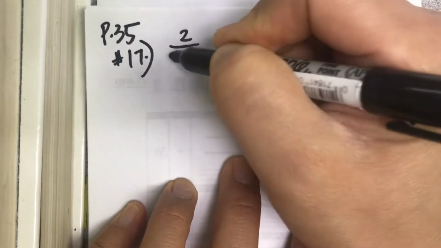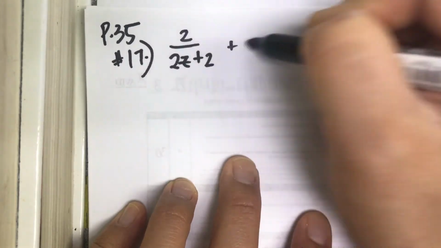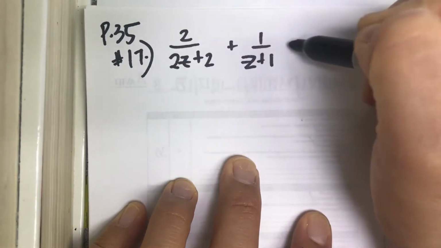Okay, next is page number 35, starting with number 17. So we have this: 2z plus 2 plus 1 over z plus 1 equals 1.